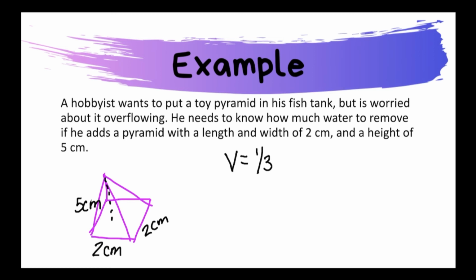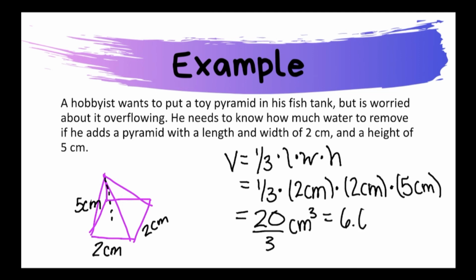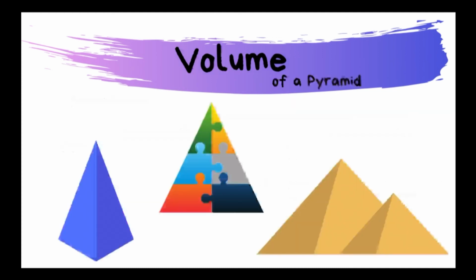Plugging this into our formula again, 1/3 times length times width times height, we have 1/3 times 2 centimeters times 2 centimeters times 5 centimeters. If we evaluate this, we get 20 divided by 3 cubic centimeters, which is equal to 6.6 repeating centimeters cubed.